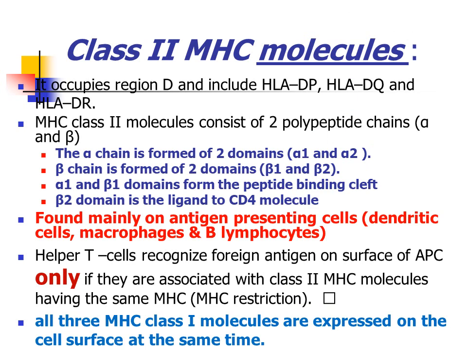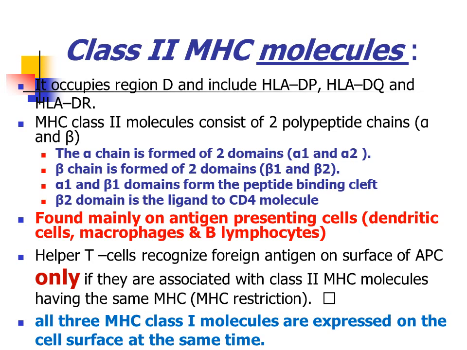MHC class 2 molecules occupy region D, and the MHC gene complex includes HLA-DP, HLA-DQ, and HLA-DR. MHC class 2 molecule consists of two polypeptide chains, alpha and beta. The alpha chain is formed of two domains, alpha 1 and alpha 2. The beta chain also has two domains, beta 1 and beta 2. Alpha 1 and beta 1 domains form the peptide binding cleft where the peptide of the antigen is located.